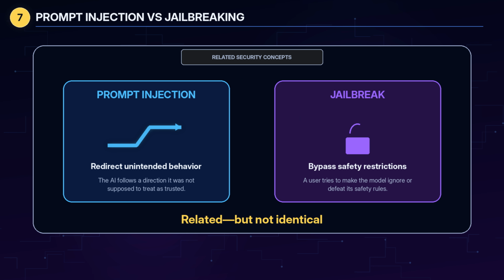You may also hear the word jailbreak. The terms are related, but they are not exactly the same. Prompt injection is the broader problem. It means input causes an AI to behave in an unintended way. A jailbreak is a more specific attempt to make an AI disregard its safety restrictions. So a jailbreak can be a type of prompt injection. But not every prompt injection is trying to bypass safety rules. Sometimes the goal is simply to redirect the AI toward the wrong task.